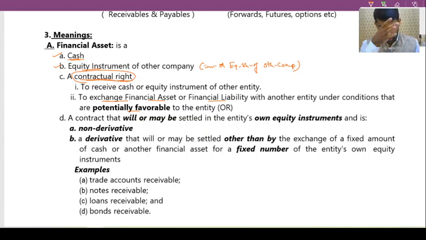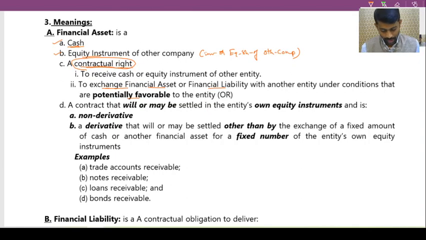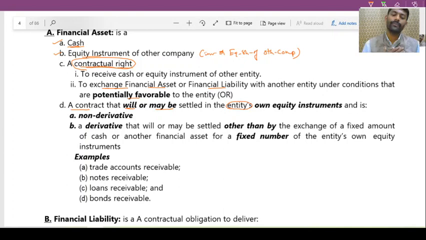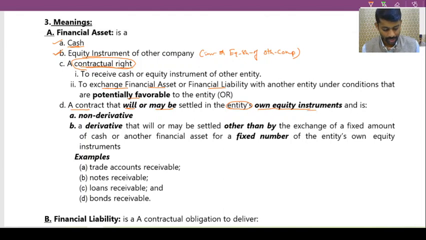If you have not understood, kindly let me know. Now, the fourth one, a contract that will or may be settled in the entity's own instrument, meaning our company's own instrument. If it is investment in another entity, it is called investments, which is already covered in financial asset under number B. So here number 4 is, my dear friends, a contract that will or may be settled in an entity's own equity instrument and is a non-derivative or a derivative.